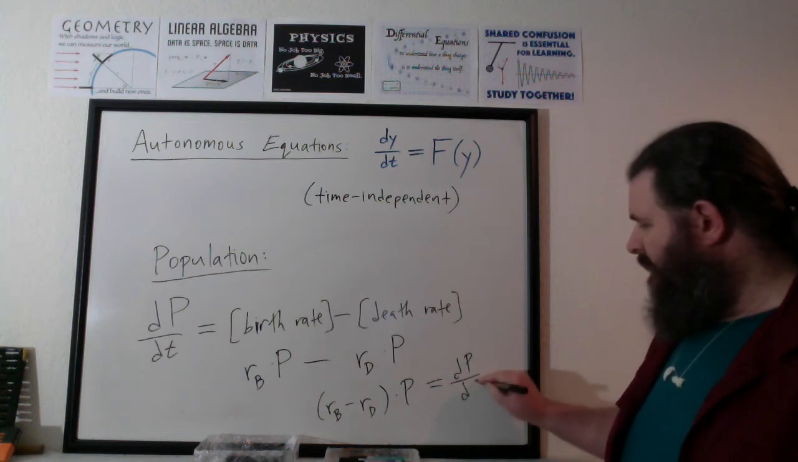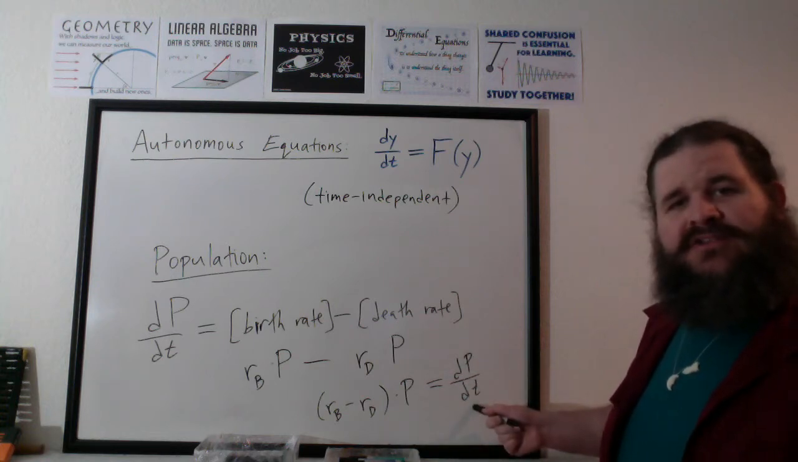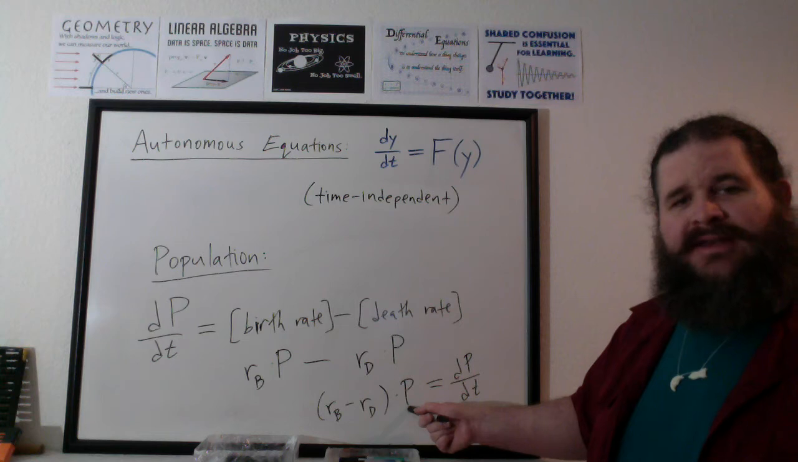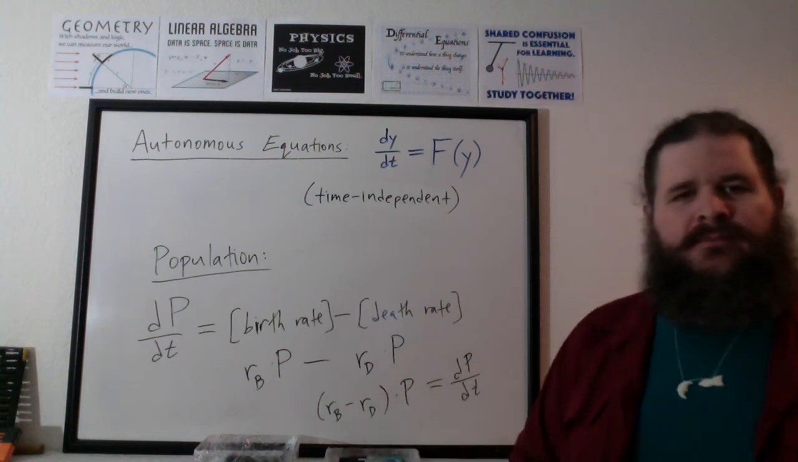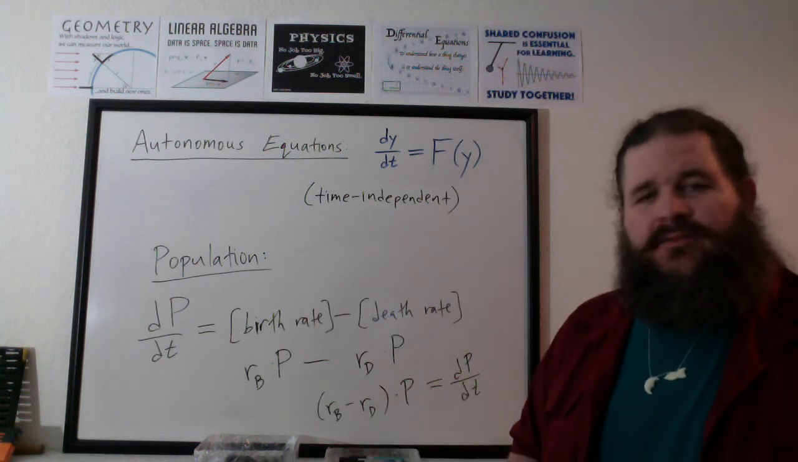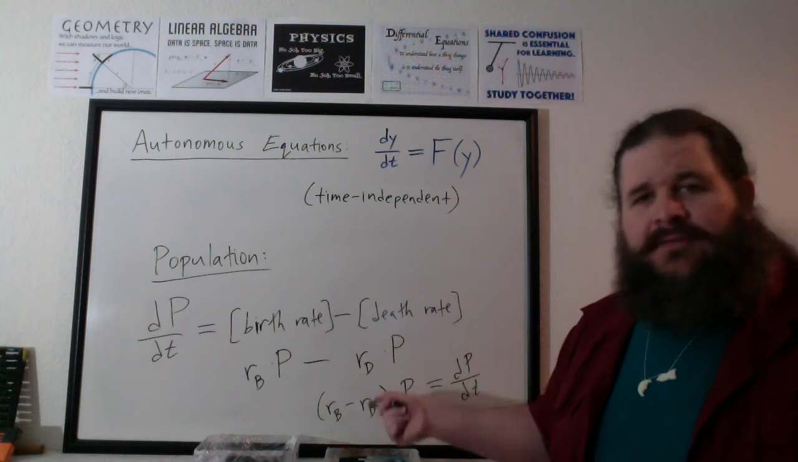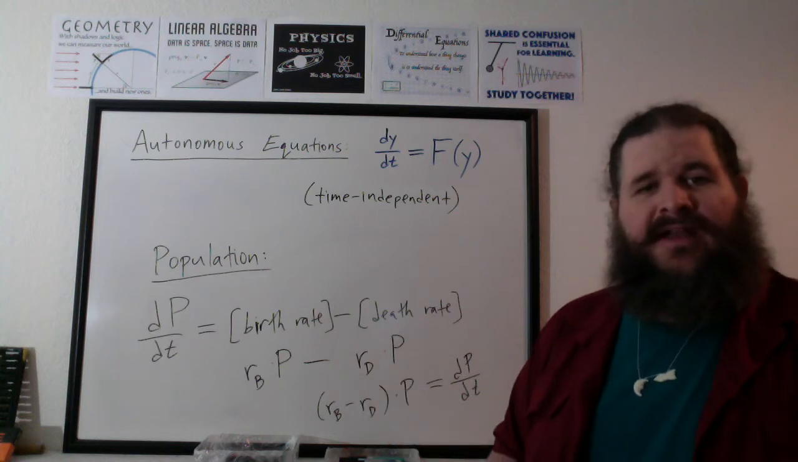That is then time independent. The rate of change in population depends only on what the population is right now and this constant. In a more complicated analysis, we might assume that birth rate and death rate could depend on time, maybe seasonality for instance.